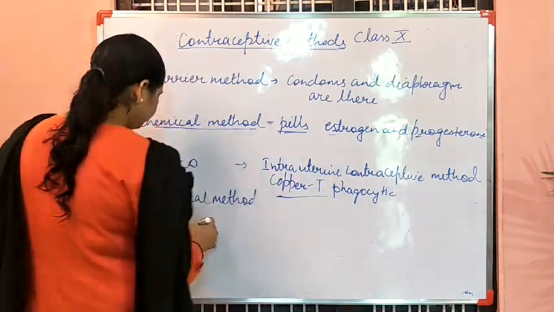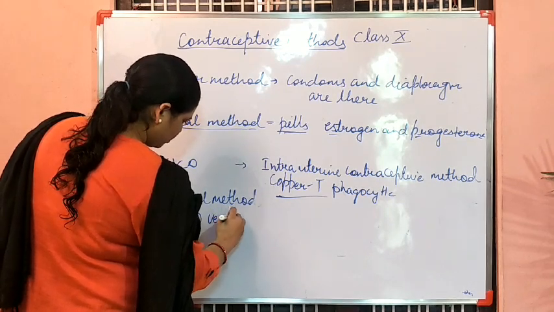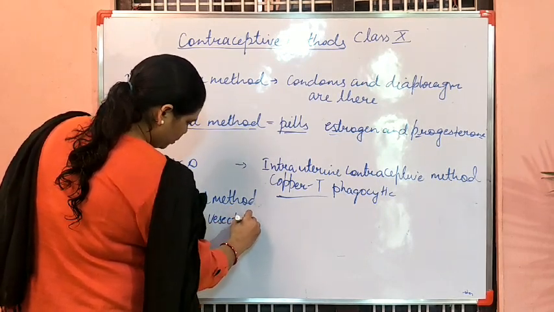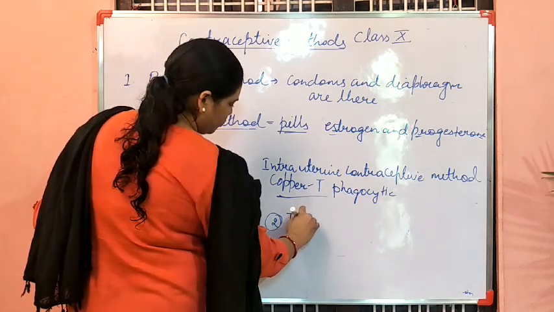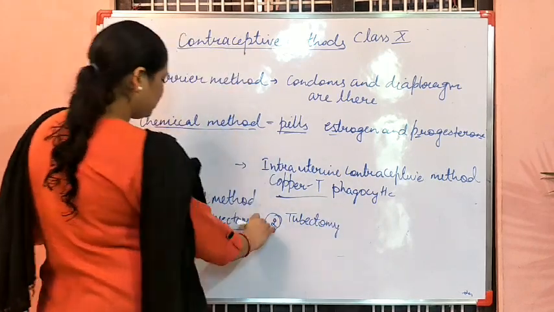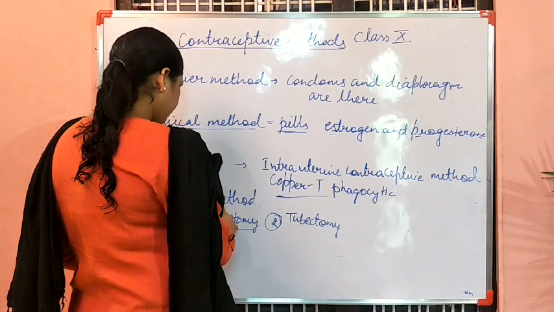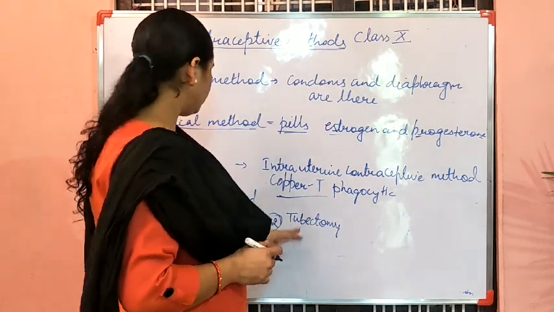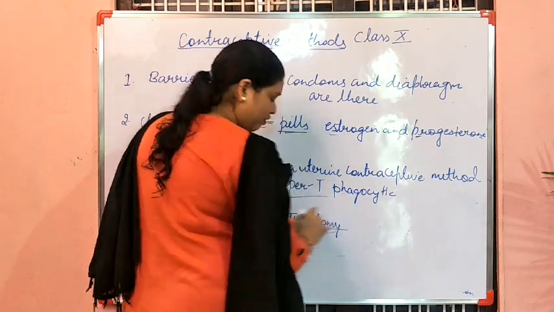These are two: vasectomy and tubectomy. Vasectomy takes place in the male, and tubectomy takes place in the female.